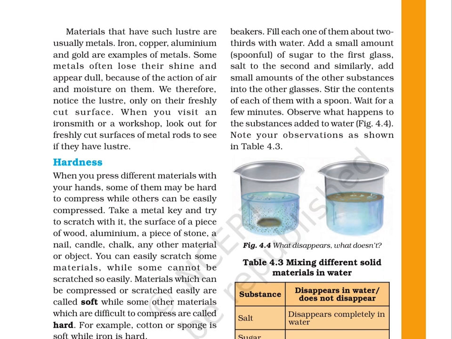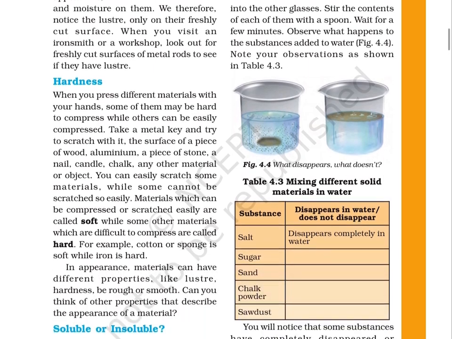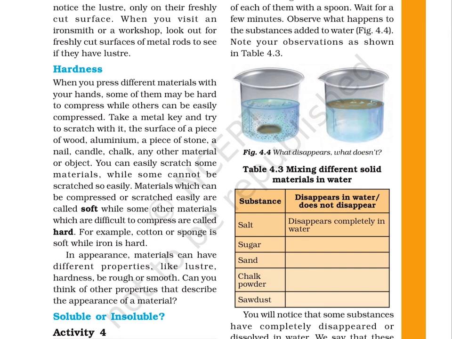Hardness. When you press different materials with your hands, some of them may be hard to compress, while others can be easily compressed. Take a metal key and try to scratch with it the surface of a piece of wood, aluminium, a piece of stone, a nail, candle, chalk, any other material or object. You can easily scratch some materials, while some cannot be scratched so easily.